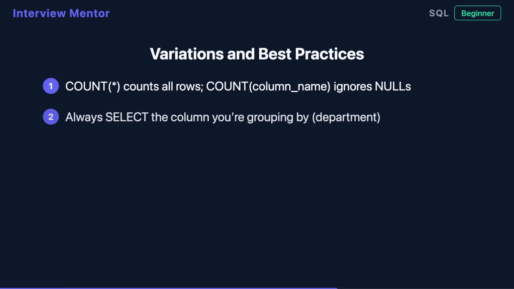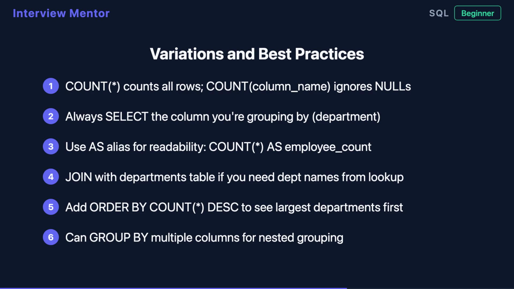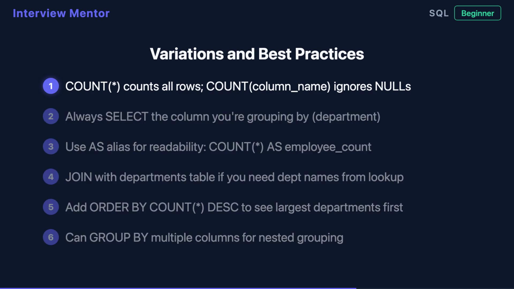Remember these key variations. You can use count star to count all rows, or count of a specific column to ignore nulls. If department data lives in a separate departments table, you'll need a join before grouping. And you can add order by employee_count descending to see your largest departments first. These refinements show you understand real-world SQL beyond just memorizing syntax.